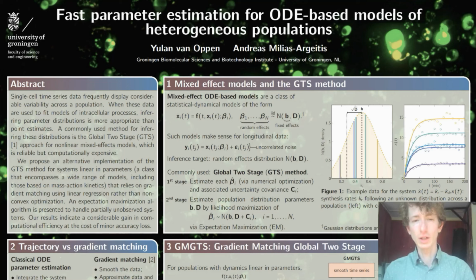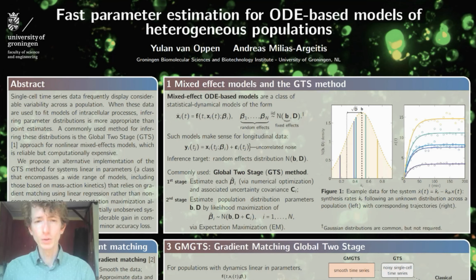A large class of biomechanical models express non-linearity with respect to the states, but linearity when it comes to the parameters in terms of their differential equation. So our contribution is an alternative implementation of the GTS method that leverages this feature through gradient matching, which is additionally able to handle hidden states with an EM algorithm.